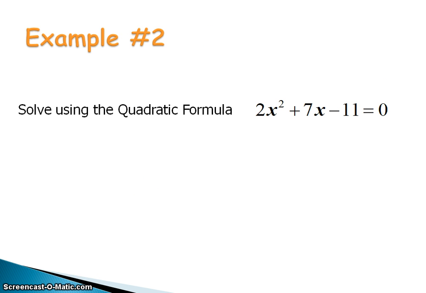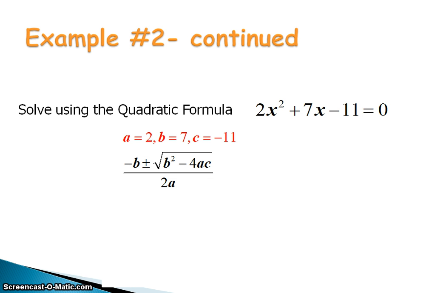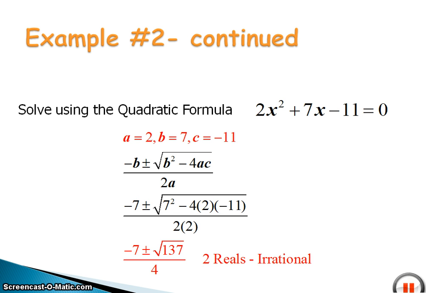Now, in our next example, we're going to solve that same equation using the quadratic formula. As we identified before, a is 2, b is 7, c is negative 11. This is the quadratic formula. I like to write it down so that I'm sure I'm doing my substitution correctly. Now I'm going to substitute a, b, and c in the appropriate places. And I'm finding that my answer is negative 7 plus or minus, because that's part of the formula, the square root of 137.